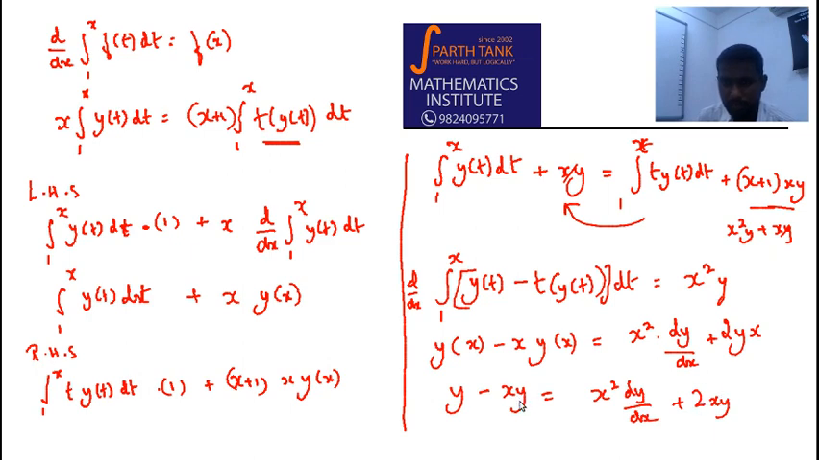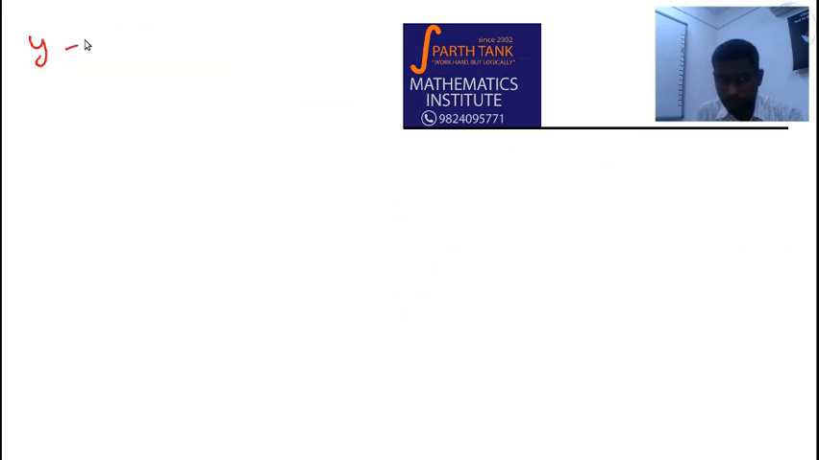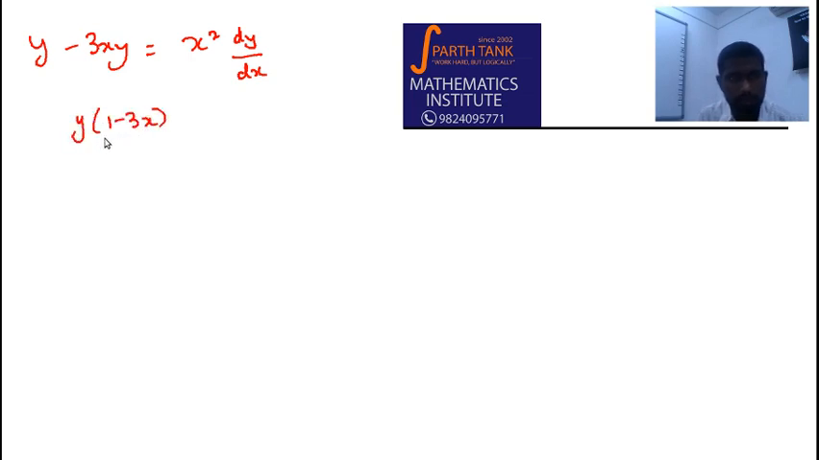Take 2xy to that side and the x squared also to the other side. Let us see. We get, first of all, taking 2xy to the other side, y minus 3xy will be equal to x squared into dy by dx. And then if I take y common and bring it here, take the x squared there, what I mean is y into 1 minus 3x upon x squared will be dy by dx.